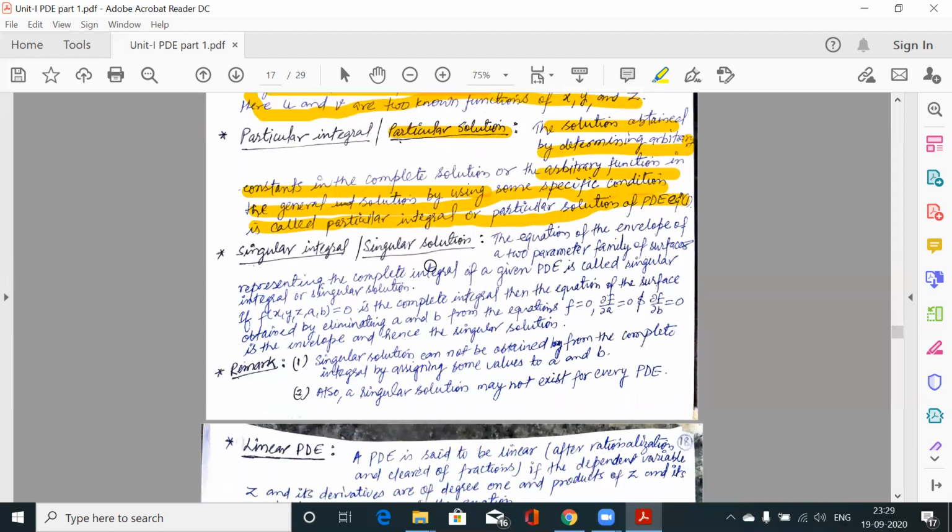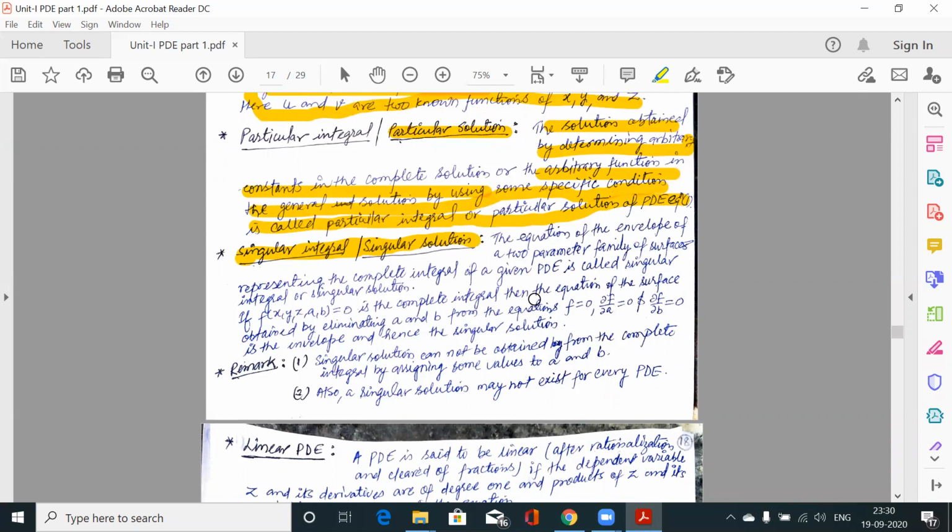Now, singular solution. Singular integral and singular solution are both the same term. Some authors use singular integral, some say singular solution. The terms are frequently used. Now what is a singular solution? Because it is very much connected with some previous topics, I hope you remember the envelope topic, the envelope of a family of surfaces.